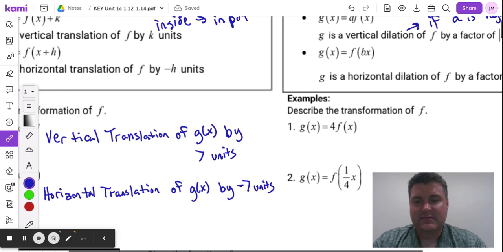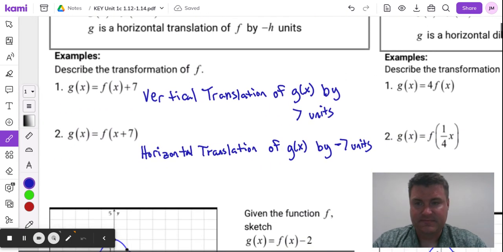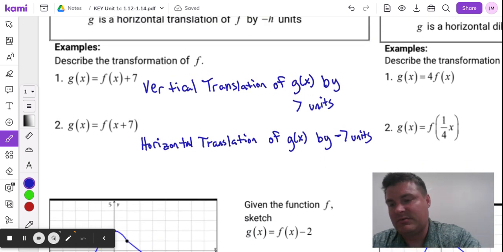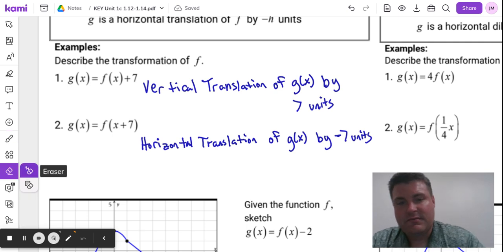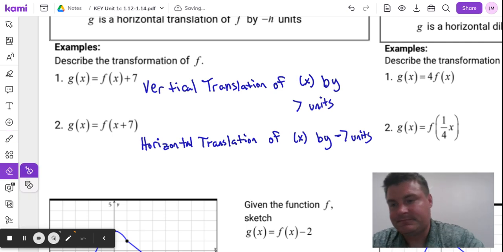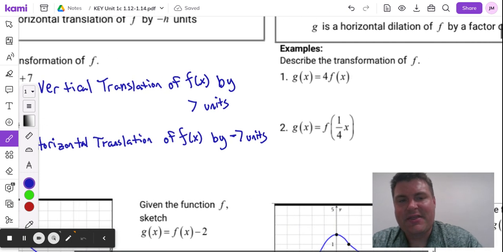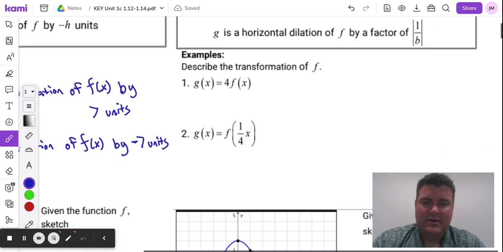I just noticed another mistake. This shouldn't say of g of x. This should say of f, because g of x is our function, and we're just trying to move it. Really should restart this video. Nah. Let's be authentic here.